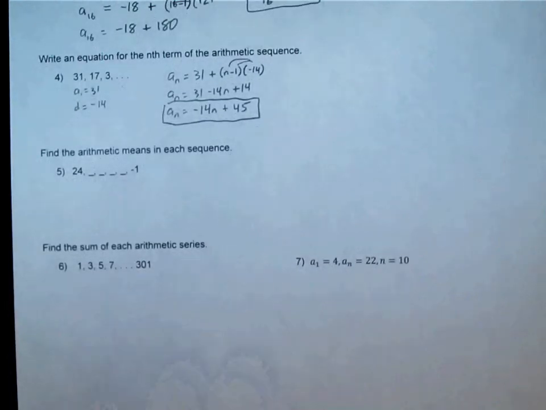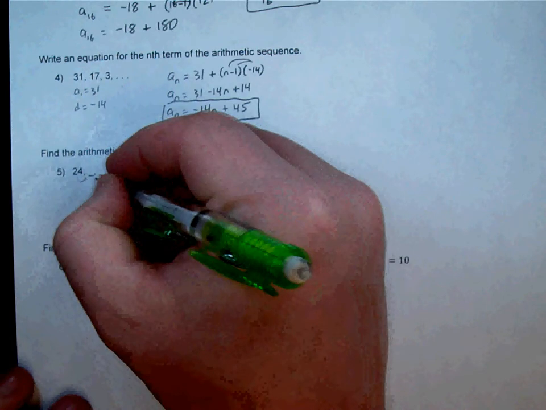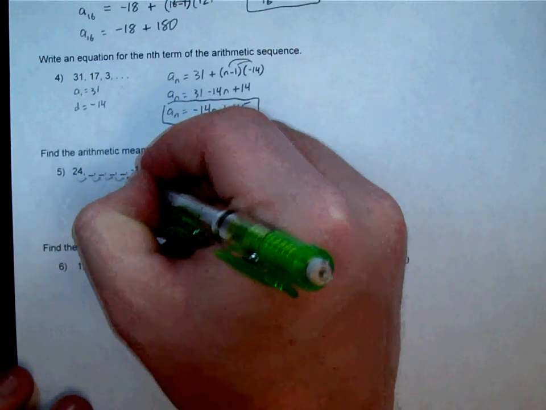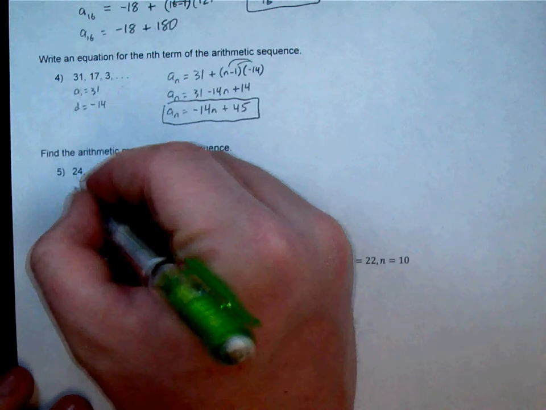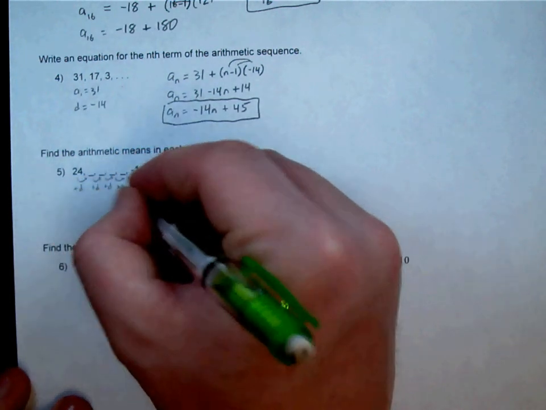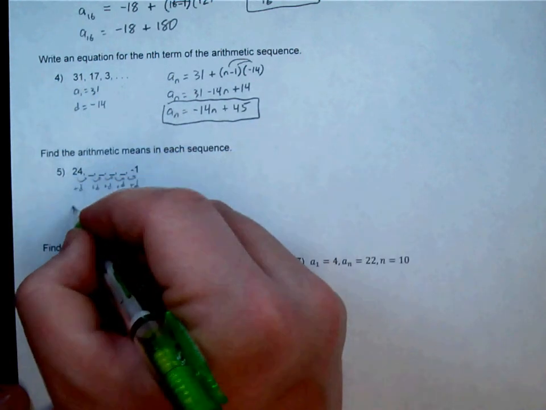Number 5, we're finding the arithmetic means. That means we're trying to find the numbers in between if this is an arithmetic sequence. So what I'm doing, because it's arithmetic, from one term to the next, is I'm adding d over and over again. At this point in time, I don't know what d is. But I can see I'm going to write an equation out of this.